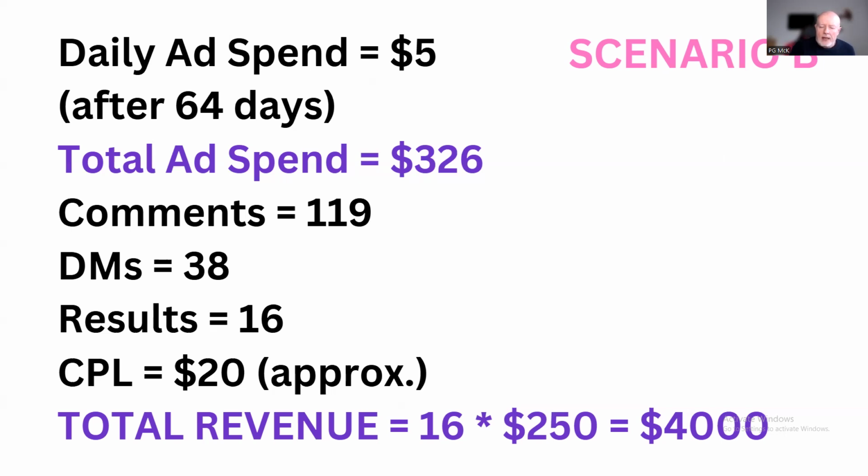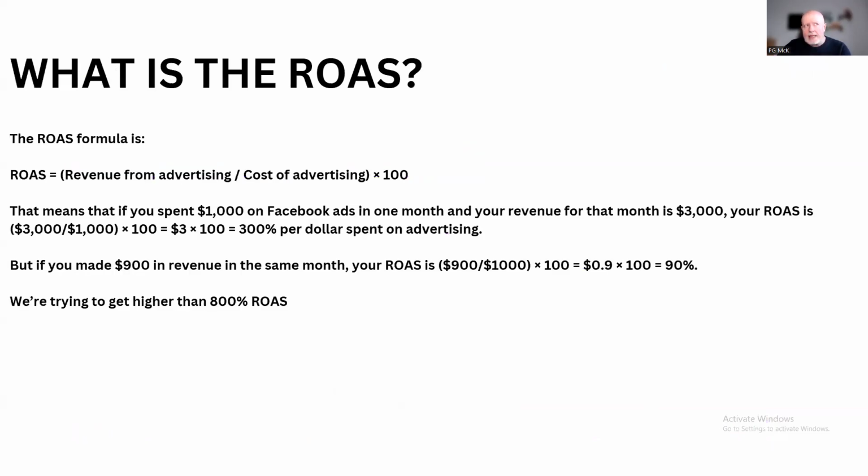CPL, cost per lead, was $20, approximately 20 point something. And then the total revenue was 16 times 250. And that's for the month, remember, $4,000 plus the 3 clients plus the 1 client. So there he's now got a total of 20 clients, and he needs our help in the first step to get to 30, and then in the second step to get another 30, etc., etc.